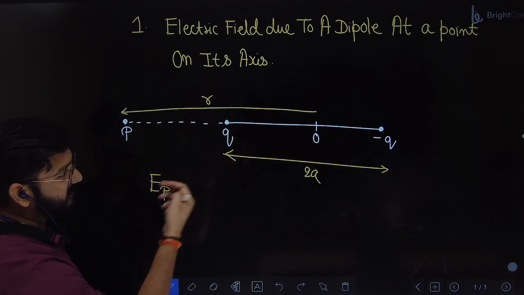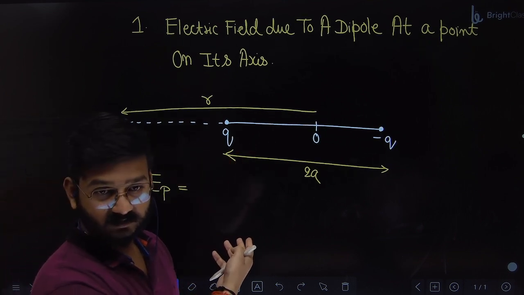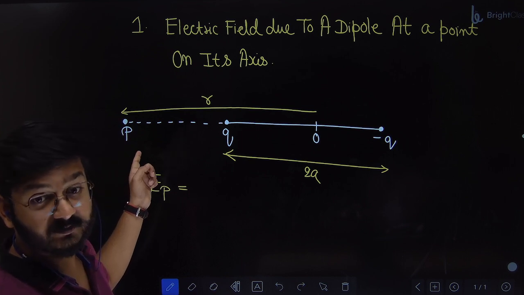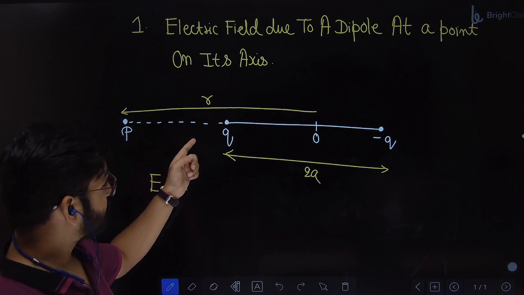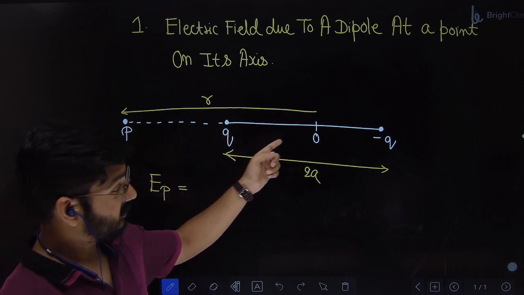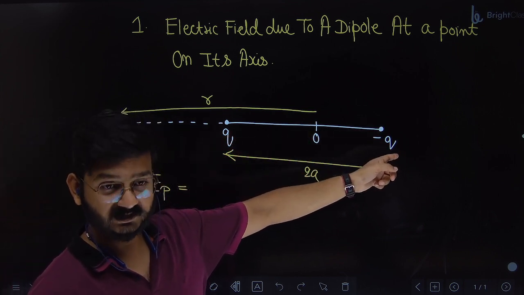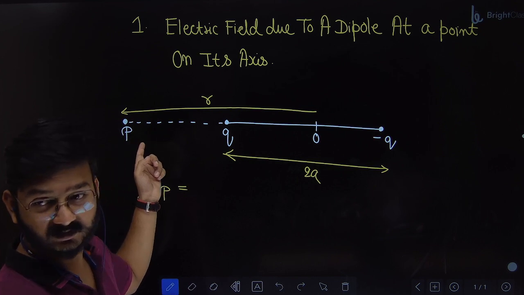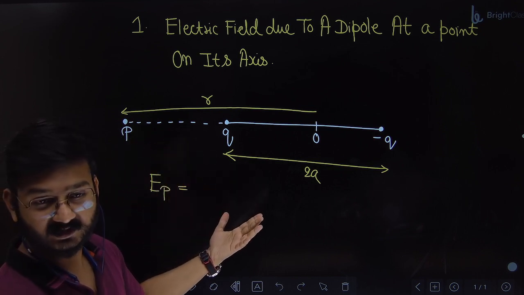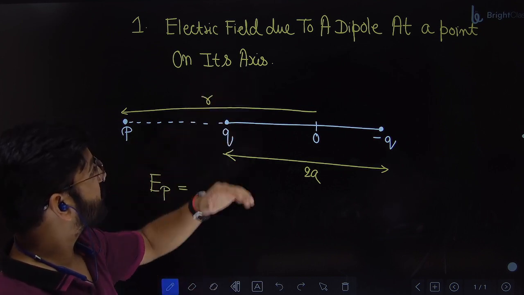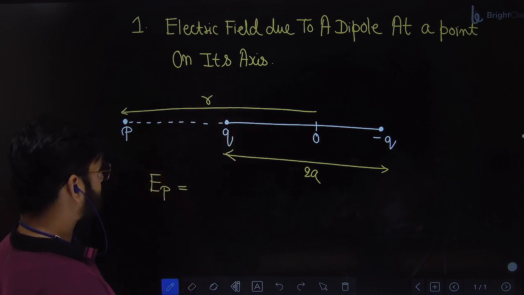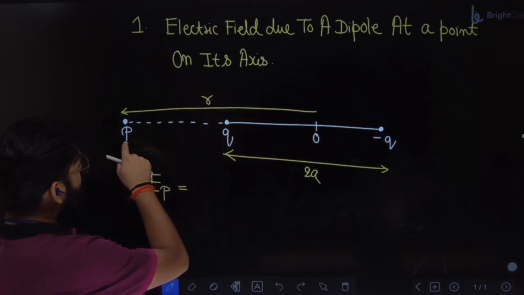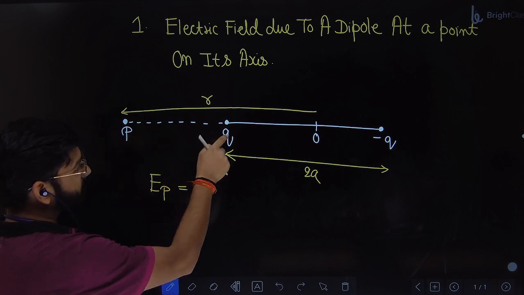Can you see that it is basically the numerical we did just now? This P was which point? Point B. You can check your notes, the previous question. This was 10 to the power minus 8, and this was minus 10 to the power minus 8. And this was point B. It's the same thing. Instead of a numerical, I am asking for the electric field due to a dipole at a point on its axis.